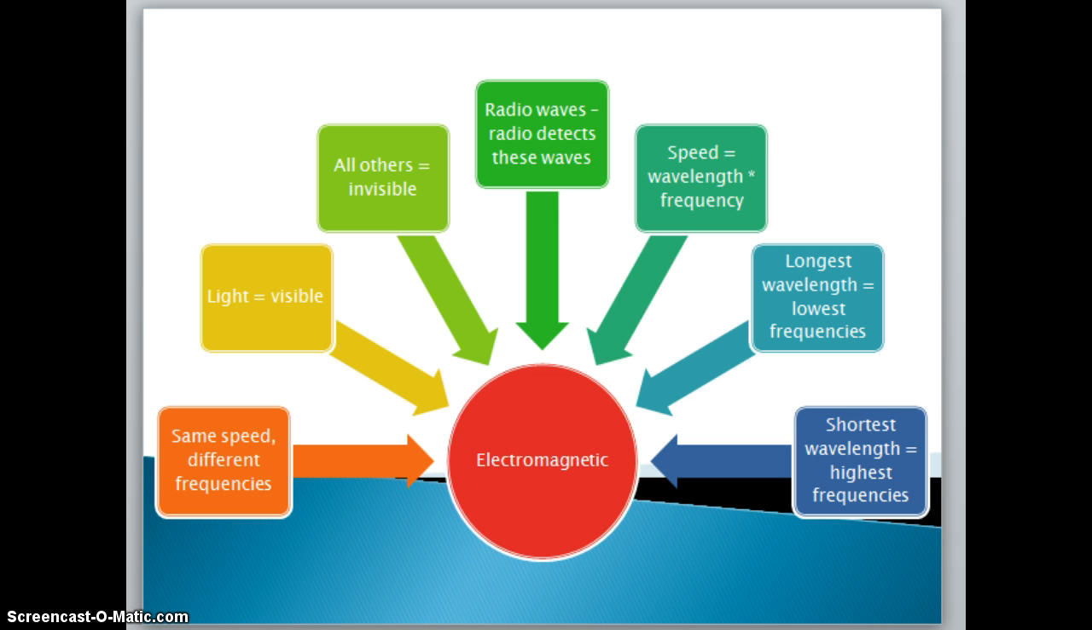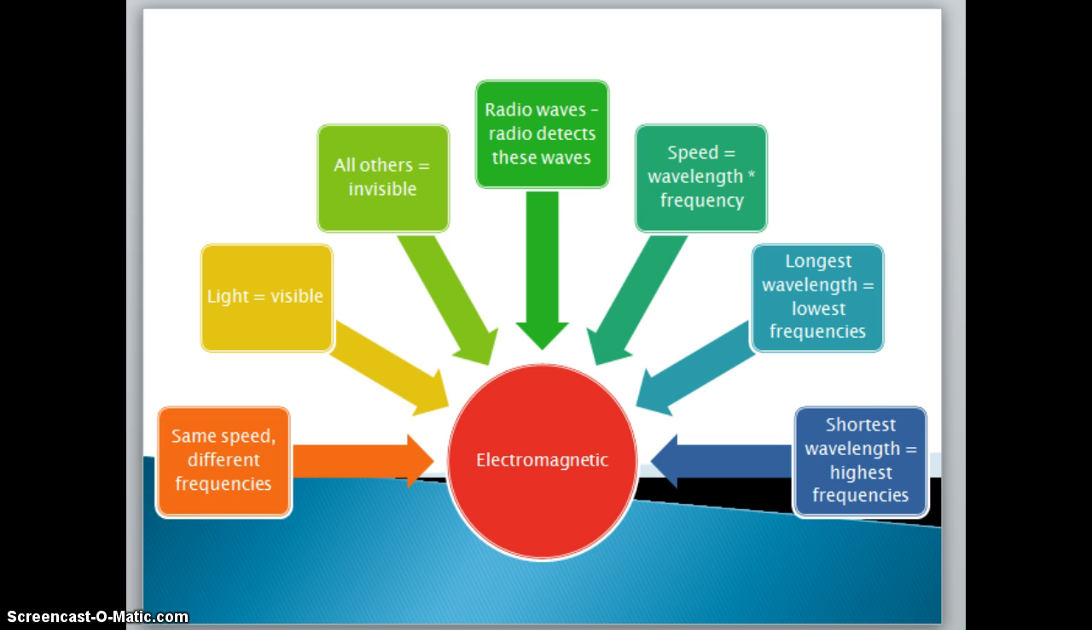Electromagnetic waves are composed of an entire spectrum of waves. They all travel at the same speed, but at different frequencies. There's light, and those are the only electromagnetic waves that are visible. All the other waves are invisible. So all of the different waves that are part of the electromagnetic spectrum include radio waves, microwaves, infrared waves, ultraviolet rays, X-rays, and gamma rays.